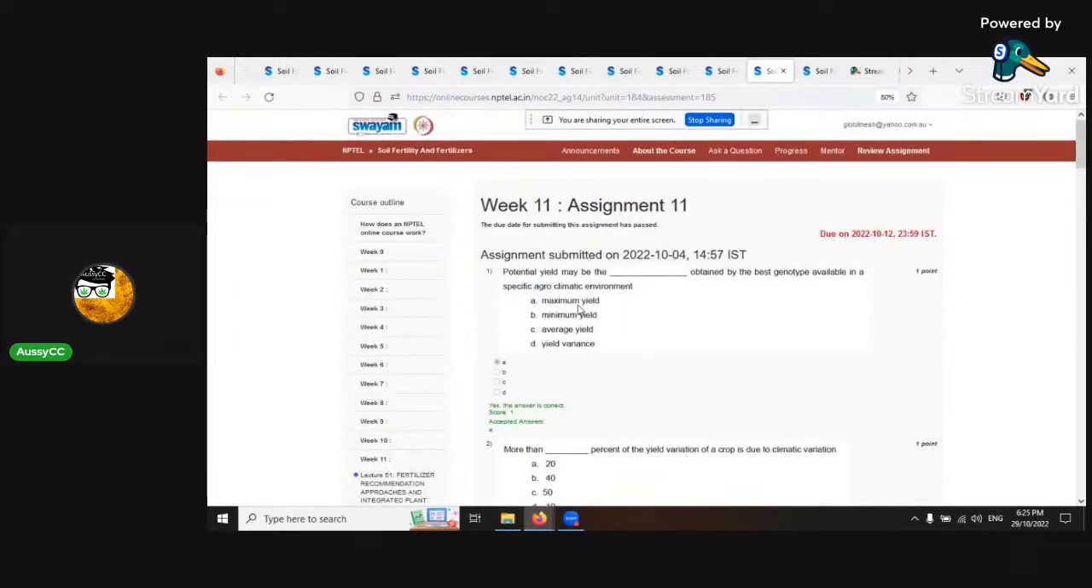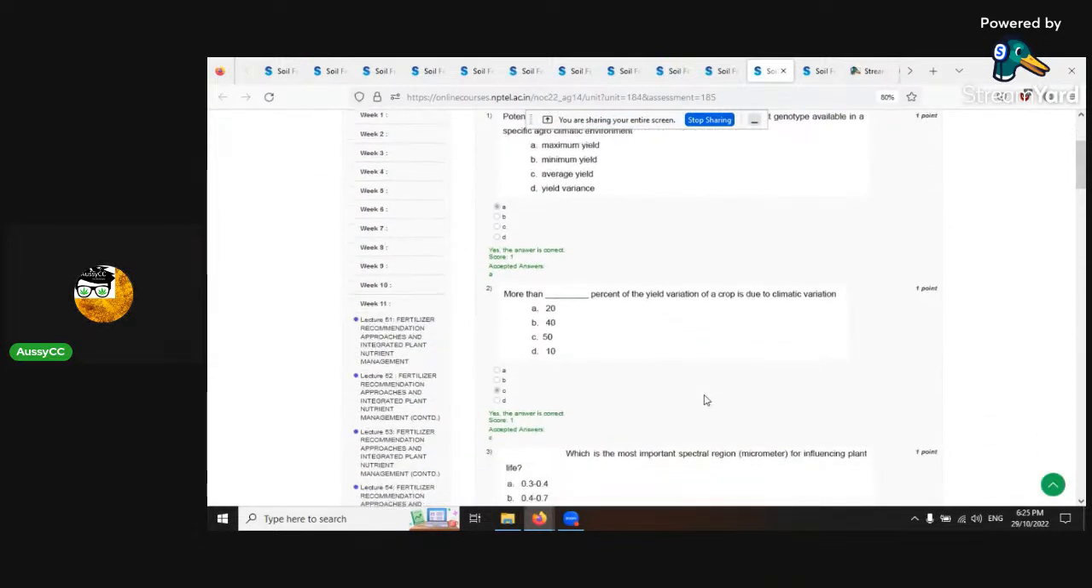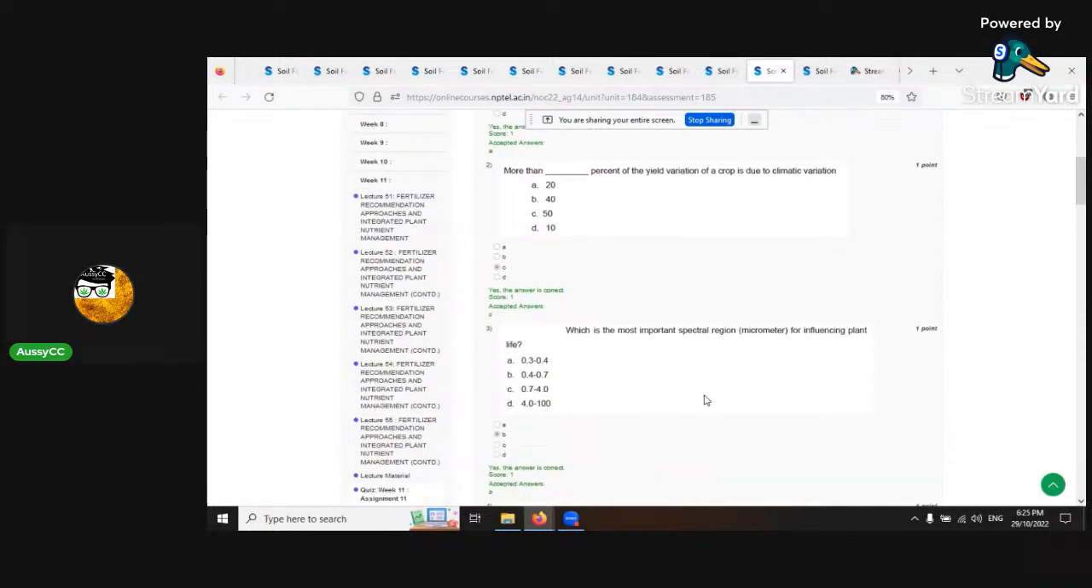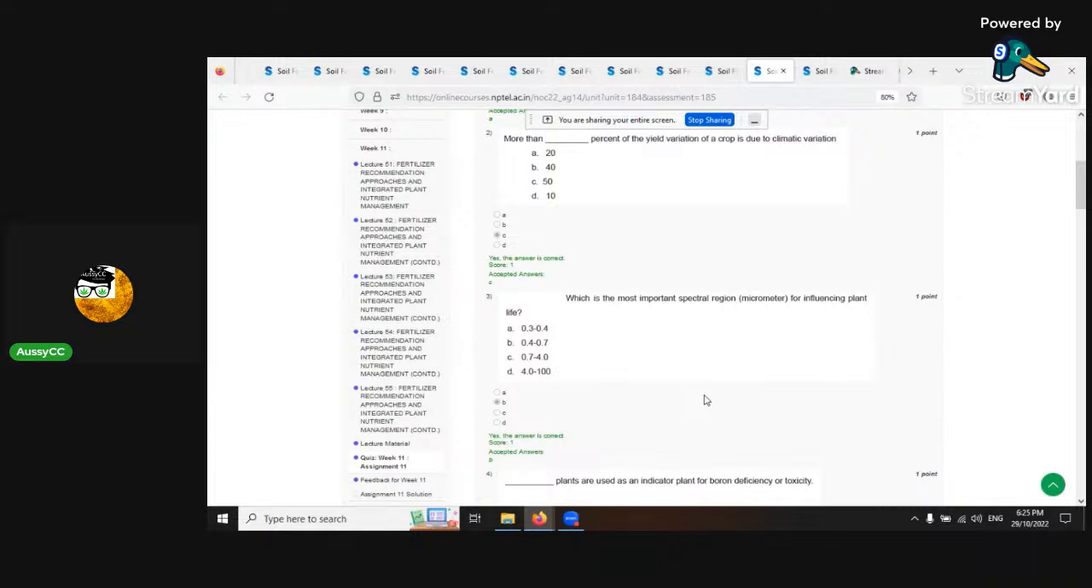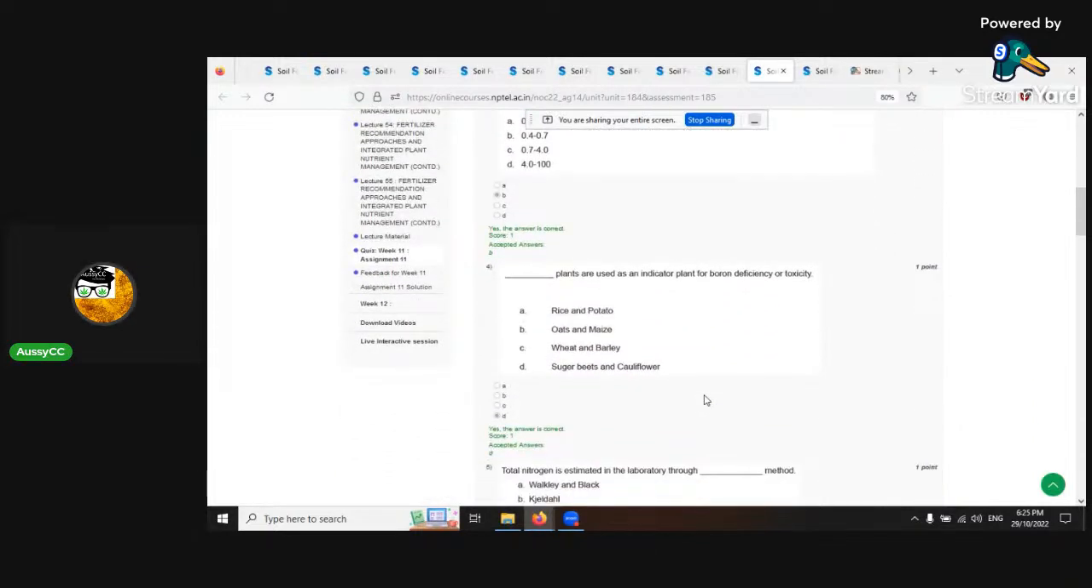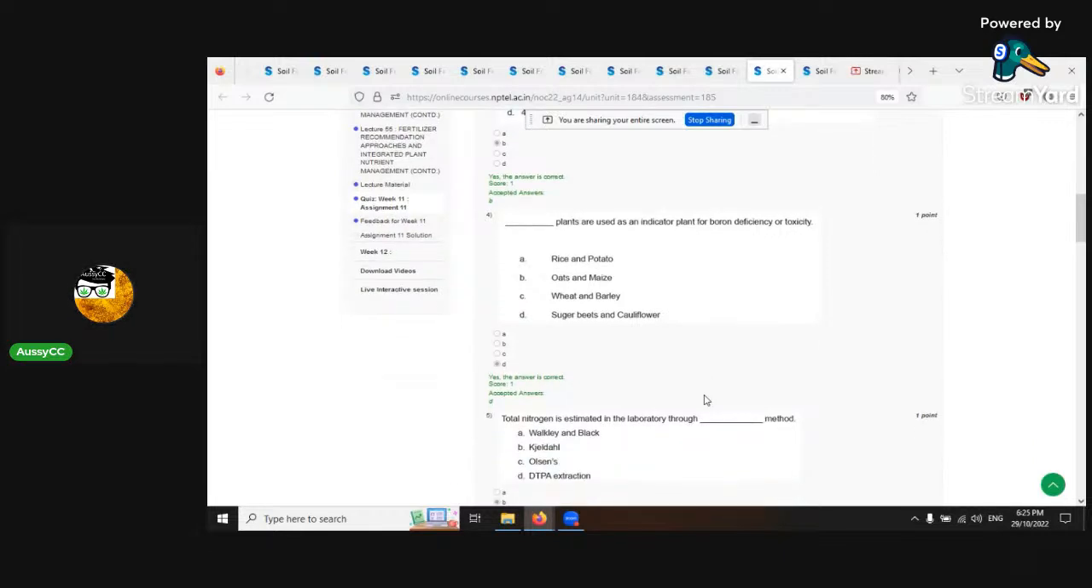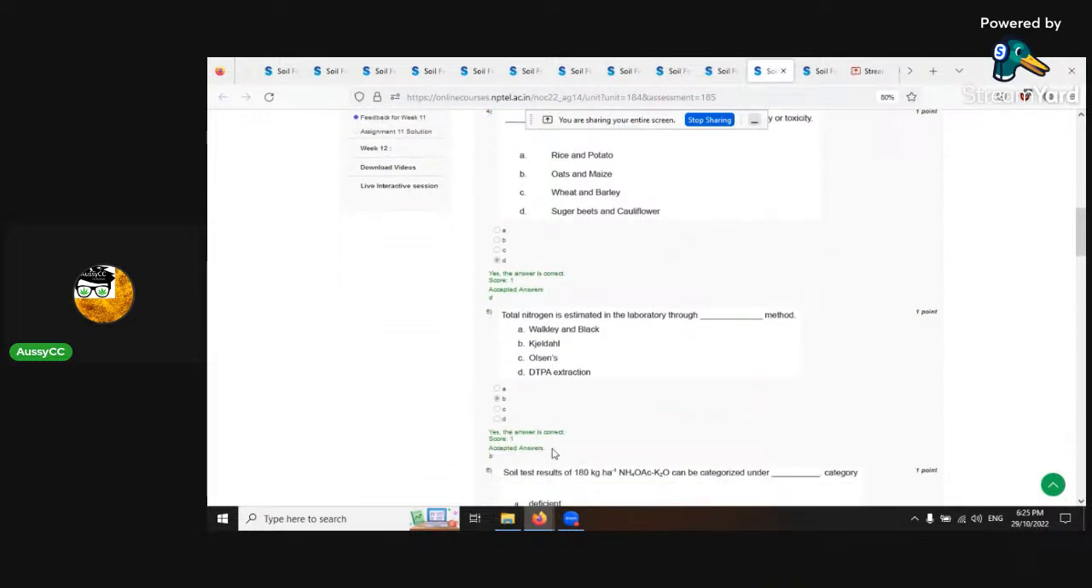Potential yield is maximum yield. More than 50% of yield variation of crops is due to climate, which is the most important spectrum parameter for plants, 0.4 to 0.7. Plants are used as indicators. It's sugar beets and cauliflower. Total nitrogen in the lab. Oh, this is where it's Olsen's for phosphorus. That's where it's Kjeldahl. So I just know how to pronounce it.